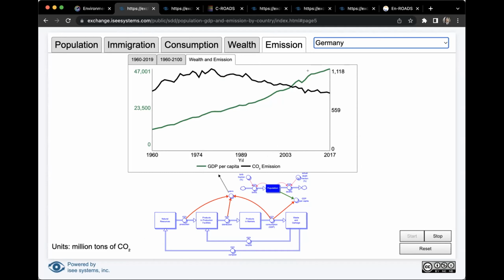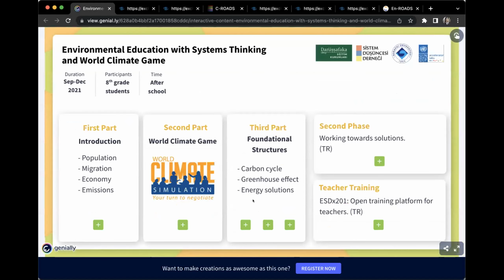So these were the basic ideas presented in the first part of the education program. Then we had the negotiations. Then we continued with the foundational structures. And this was more focused on the scientific knowledge of students. So we looked at the carbon cycle, greenhouse effect, and we also had a small session on energy solutions. So how can we deal with the carbon emissions later on? I will go with the carbon cycle first.